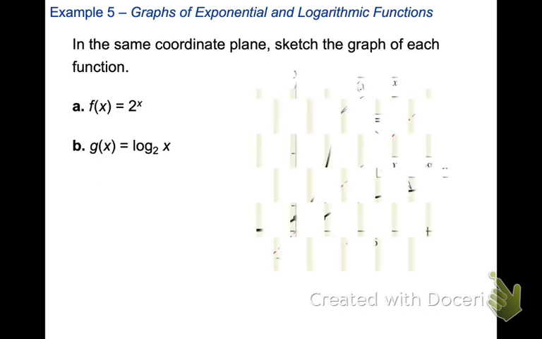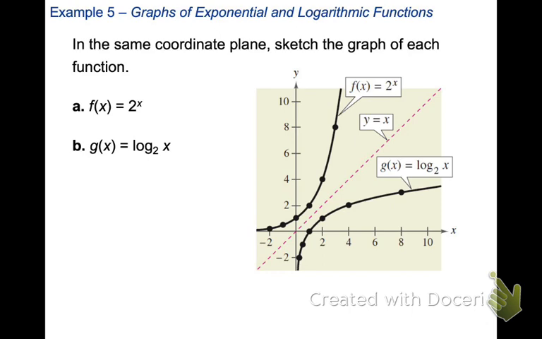Oh, we did that. We don't need to do that. Okay, so right there is 2 to the x and log base 2 of x. Are they reflected across that y equals x line? Yeah. Every x, y point, I could interchange places and have the other one, couldn't I?